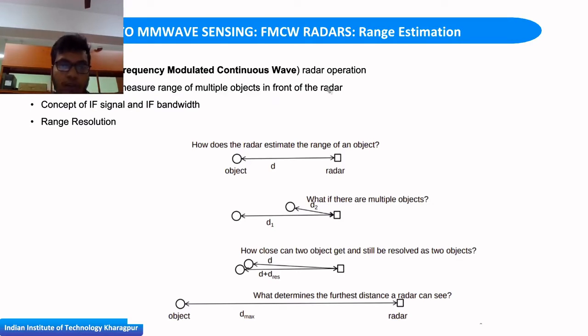Okay, so the broad idea is that we have a radar, and in front of that radar we have a certain object present. How is this radar able to estimate the range of this object? What if I have multiple objects in front of the radar, how is the corresponding distance or angle of arrival computed? What if I have two objects very close to each other, how is my radar able to resolve them as different objects, and what is the maximum distance, how far can my FMCW radar capture? For that I need to understand how this FMCW radar actually works.